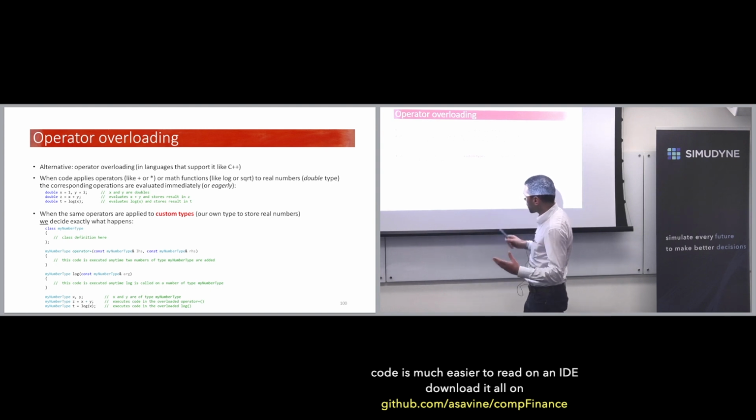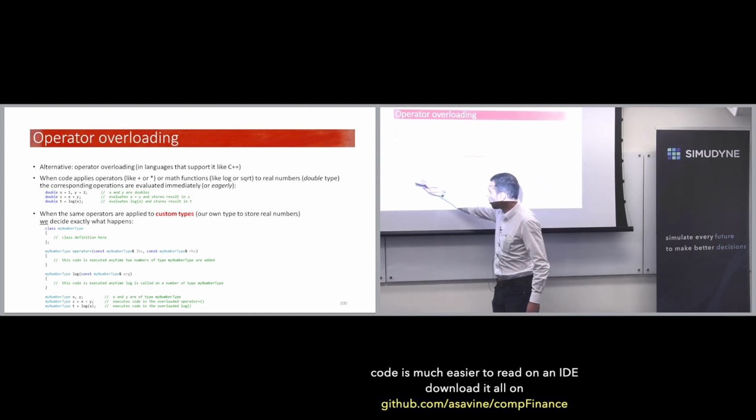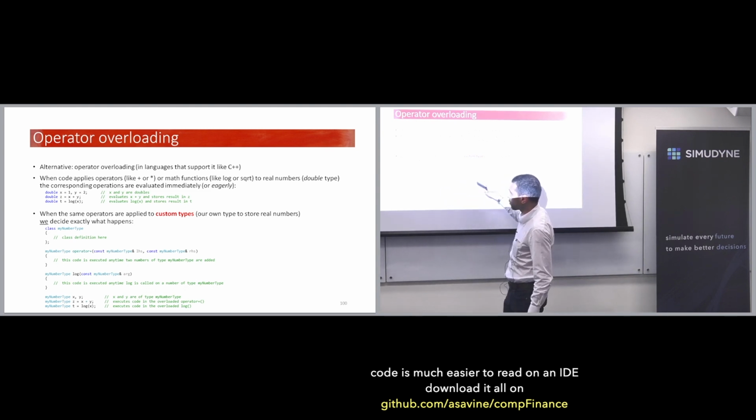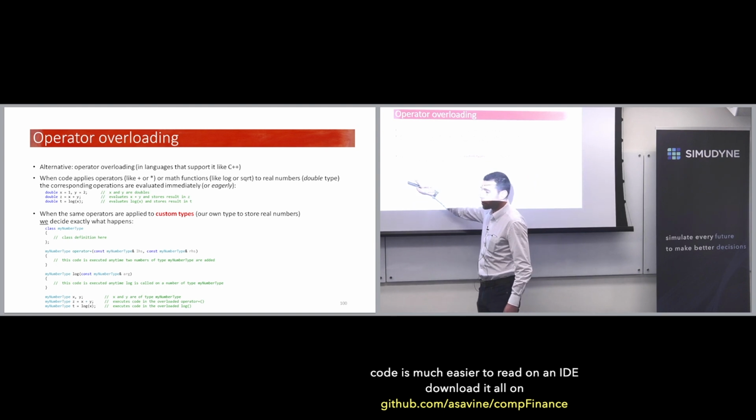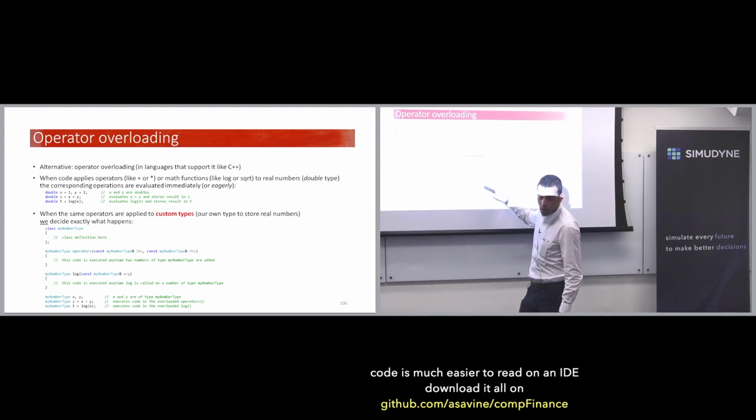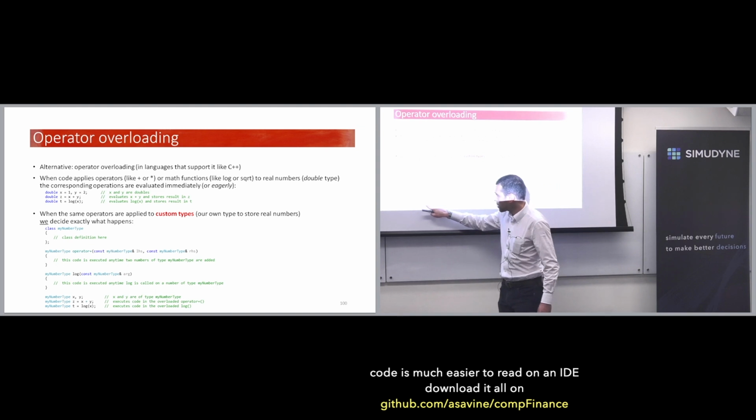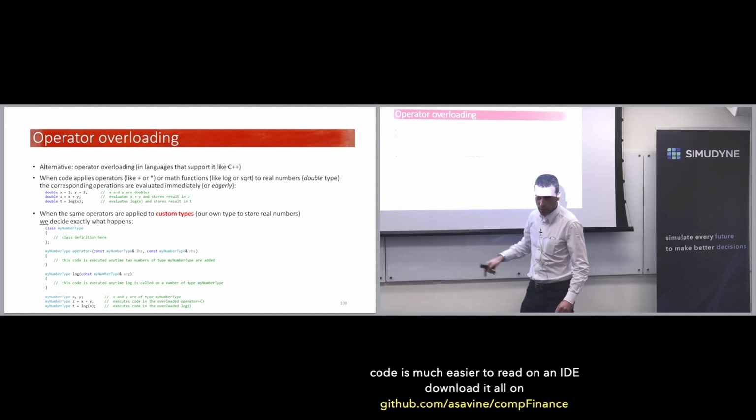I code a special function called operator plus in C++. So it's a function that takes two my number types on the left and on the right and returns another number type. And whatever I code in this function is what will happen every time the compiler adds two guys of this number type, right?